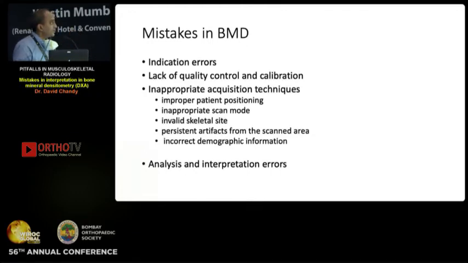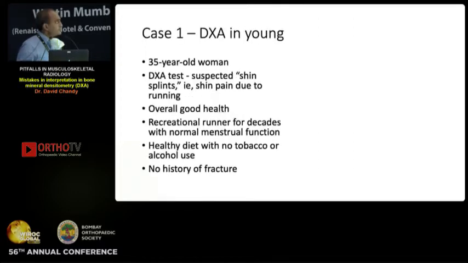Then there is technique, where a faulty technique is involved and you need to look into that, and interpretation error. So we'll come and cover all the cases related to this. We have a case of a young female runner, 35 years old, who had classical shin pain because of long distance running. She has no other history. She has a normal menstrual cycle, normal diet, no alcohol use, and no family history of fracture.